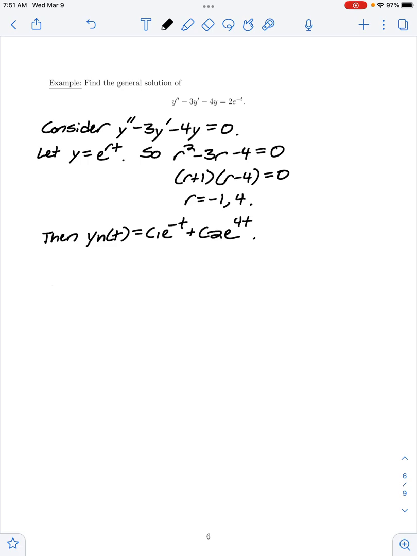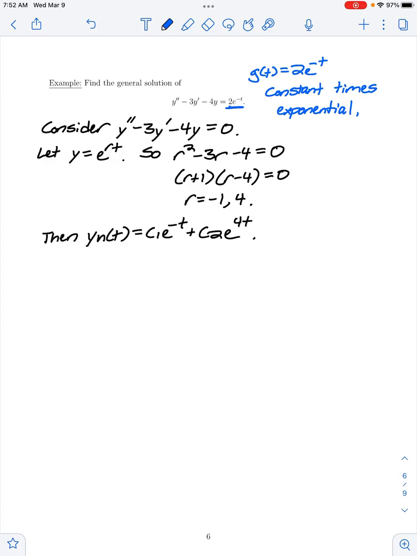Now our next step is to find some particular solution, so we need to guess the form of this particular solution. And again, to guess the form, we're going to look at the form of our g of t function, which is 2e to the negative t, that is a constant, times my exponential, e to the negative t.